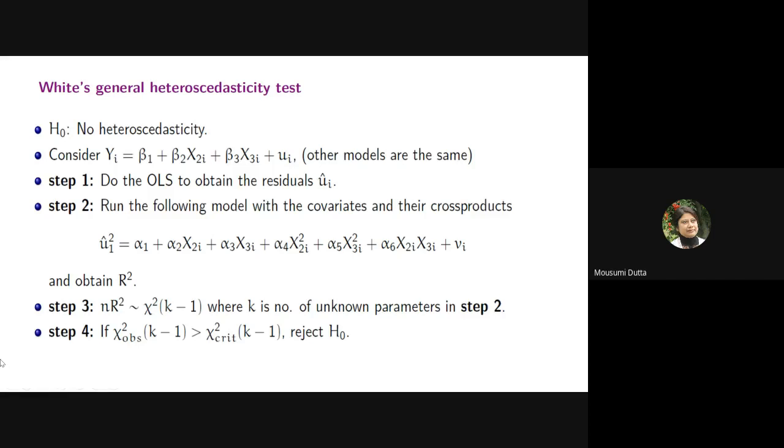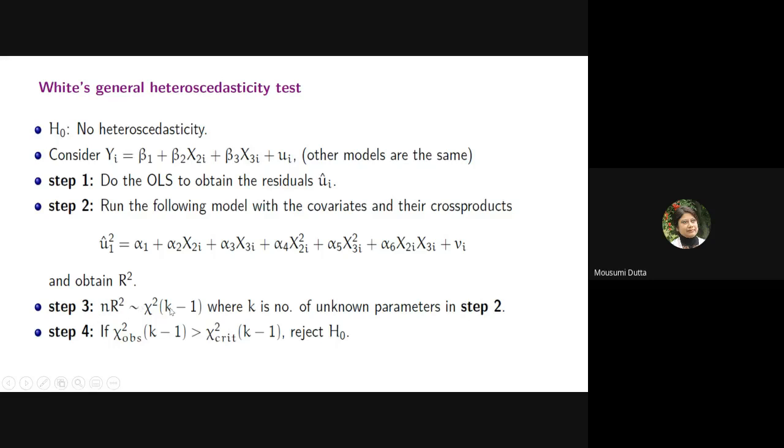Okay, so I'm repeating the steps. Standard regression model, find out ei, take the square of that, then fit a new regression model on all explanatory variables, their squares, their cross products, calculate R square. And then we have to consider the chi-square. This chi-square will give us the overall significance of the model because R square is the measure of goodness of fit.